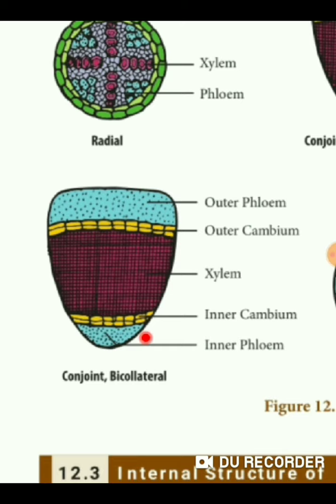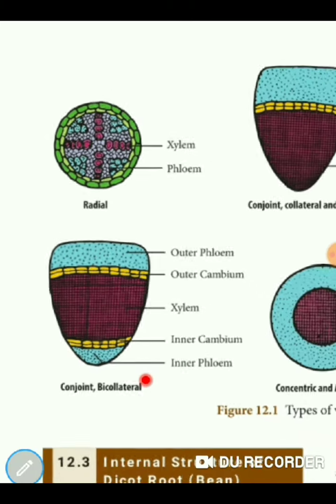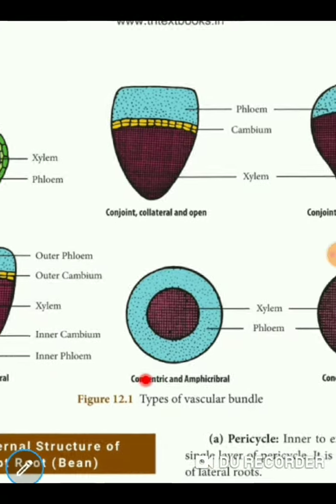This type of vascular bundle, that is bicollateral, bi means two. This type of vascular bundle is seen in cucurbita varieties. So cucurbita includes those edible fruits such as squash, pumpkin, gourd, etc. Okay, so next we can see about the concentric type of vascular bundle.